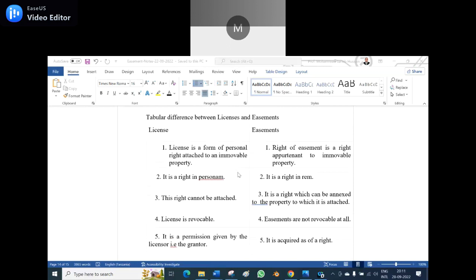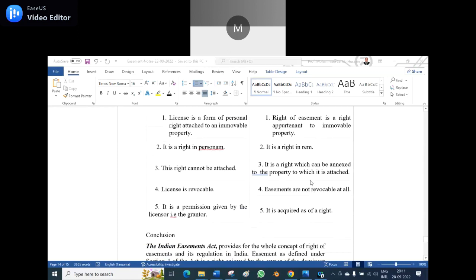Then the third point is, this right cannot be attached. The license cannot be attached. But when you come to the easement, it is a right which can be annexed to the property. It is attached to the land. Because when you sell the land, automatically the right of easement also goes to the purchaser. Is it clear?